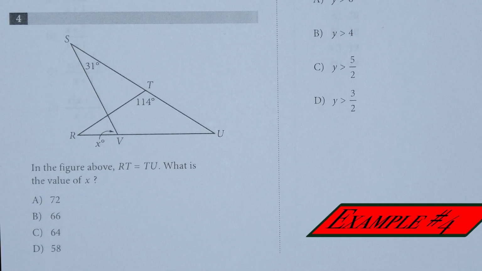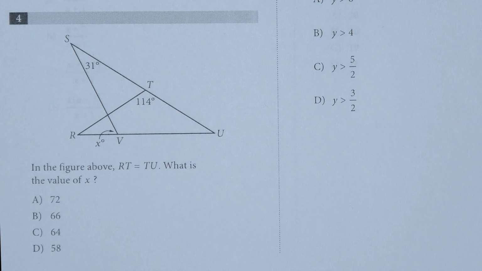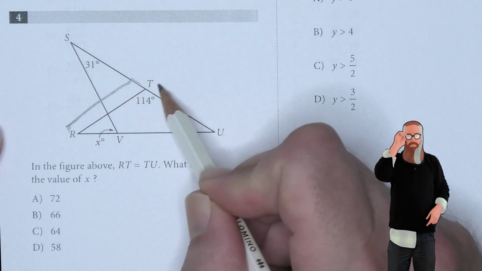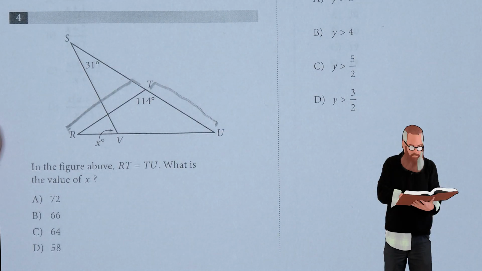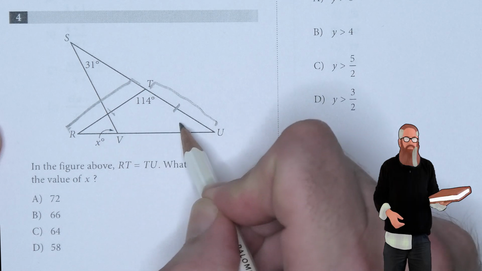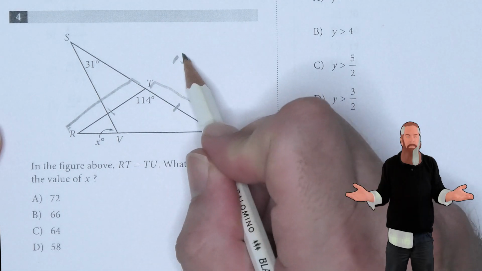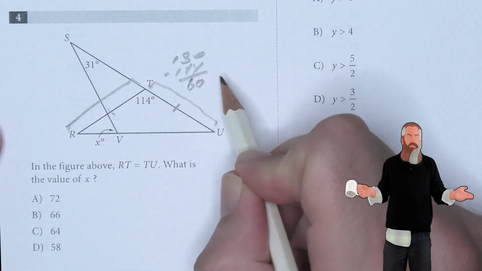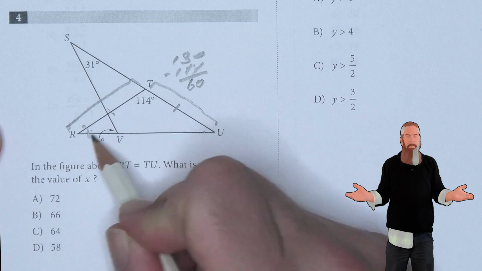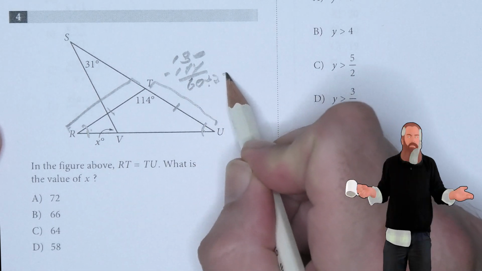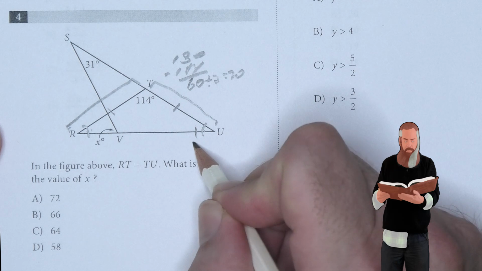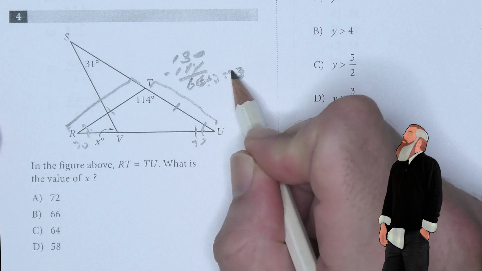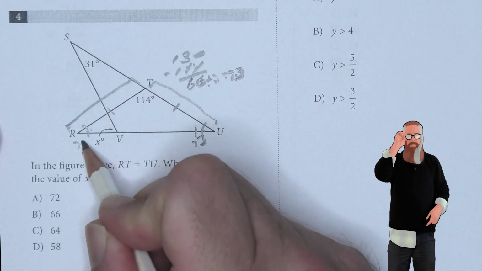In the figure, RT is equal to TU. What is the value of x? So we start by simply saying that RT and TU are the same. This means that this is an isosceles triangle. So 180 minus 114 is going to give us 66 degrees as the total of these two angles. But we divide that by 2 to get 30 degrees for each of these. Or 33 degrees, my bad. We have 66 divided by 2. So 33 degrees on each one.